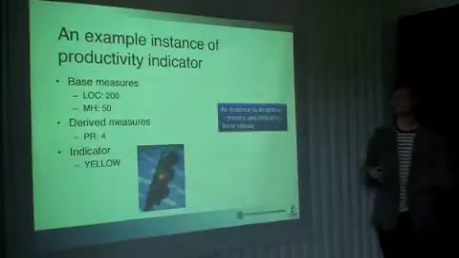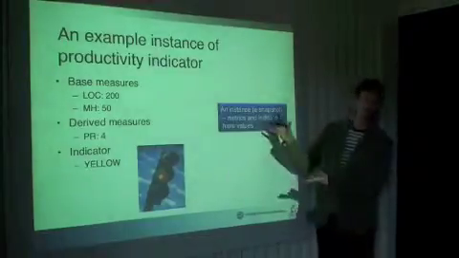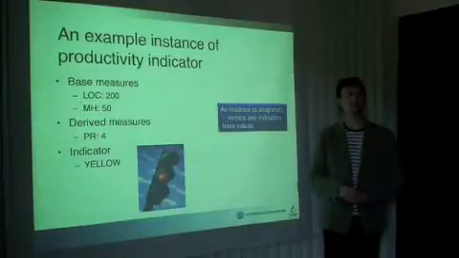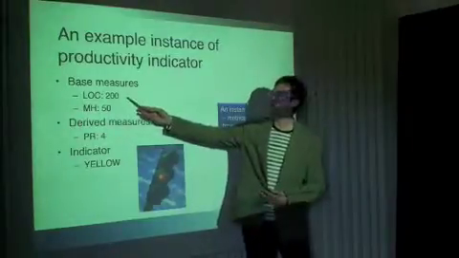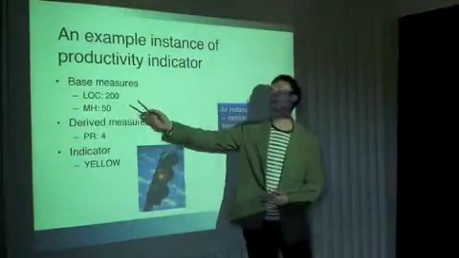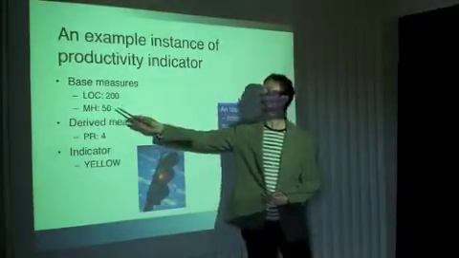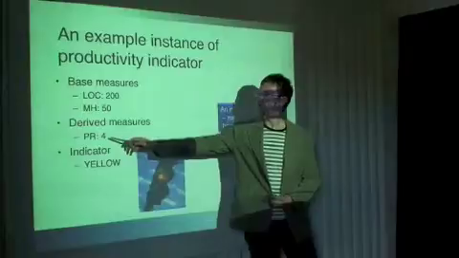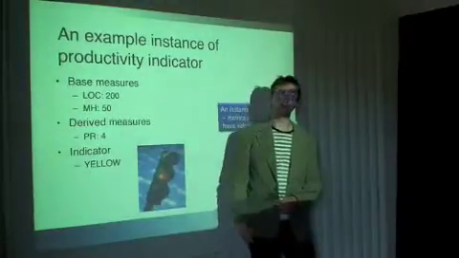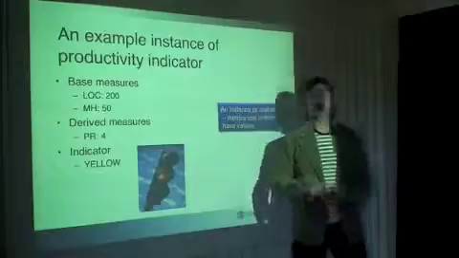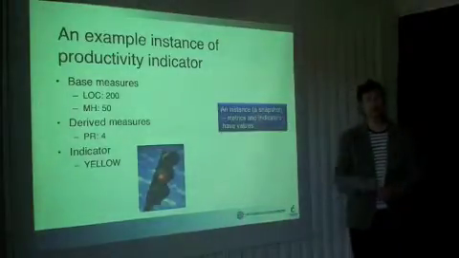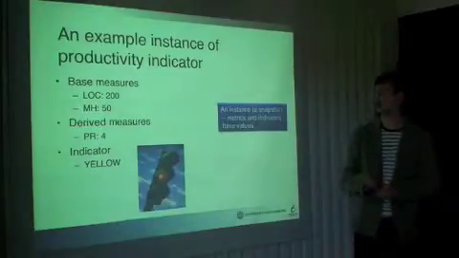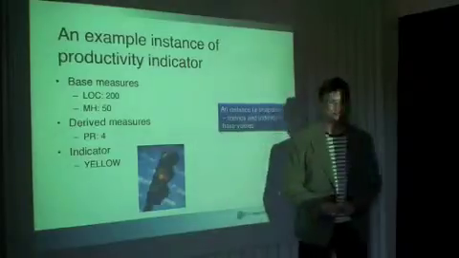In one specific organization, we could have the following measurements, which is an instance of the productivity indicator defined in the previous slide. We have lines of code produced by the organization, in that fictitious organization being 200 lines of code, produced by 50 designers, 50 people. Then our derived measure, the productivity, is 4, 200 divided by 50. So then the indicator is yellow, because we remember that in the previous slide we defined the productivity to be yellow if it's between 3 and 5 lines of code per hour. And in this case it's 4.